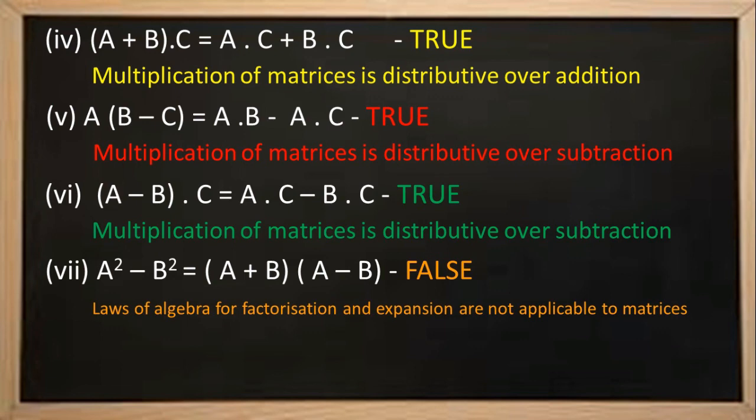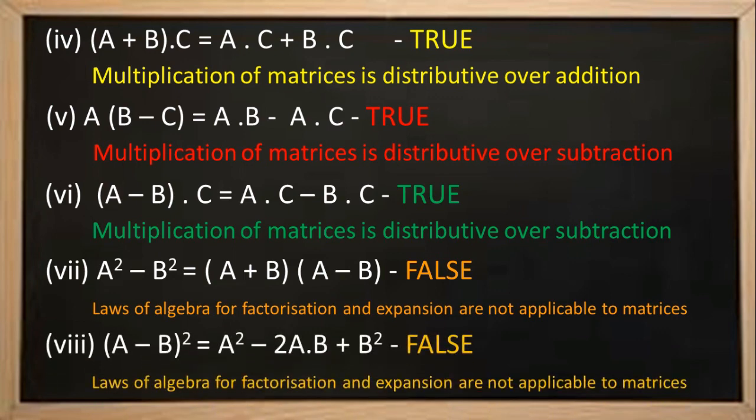In a similar manner, the next question is also given with the formula identity: A minus B whole square is equal to A square minus 2A into B plus B square. This result is also false because we cannot apply the algebraic identities for matrices. So by this we have completed all the problems of exercise 9C.